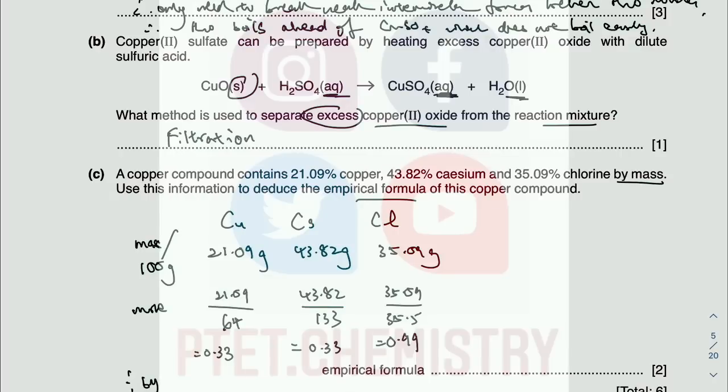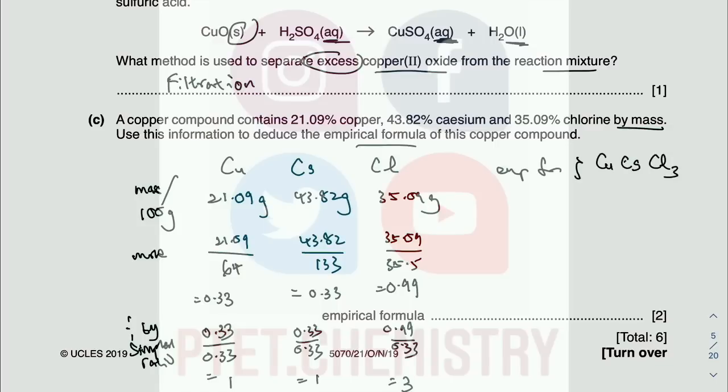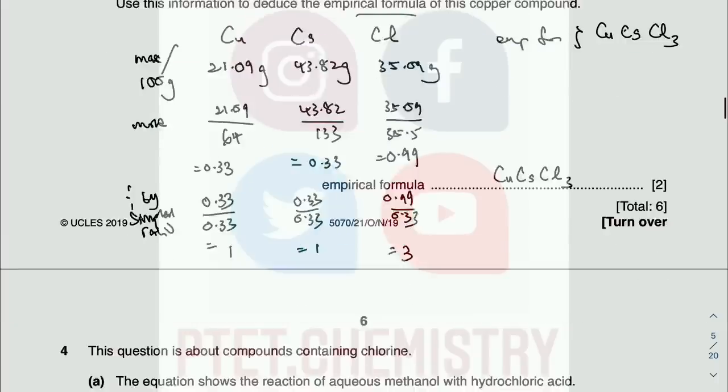You need to divide by simplest ratio. So out of the three values, the smallest is 0.33. So you divide by 0.33. Same thing goes for there. 0.99 divided by 0.33. It's going to give you 1, 1, and 3. So your empirical formula is 1 copper, 1 cesium, 3 chlorine. Okay, that's it.